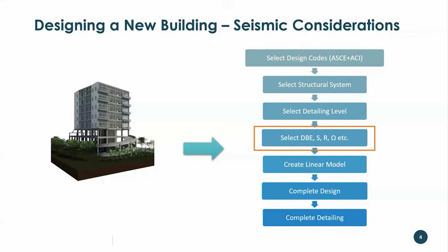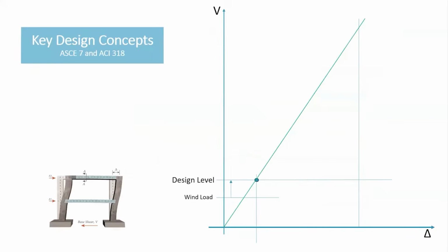And the most important factor here, which will govern everything for earthquake, is the selection of these factors: the spectral estimations of the seismic zone in some codes, the design basis earthquake levels, the R and omega factors, and so on. And we talked about them in a number of webinars before.